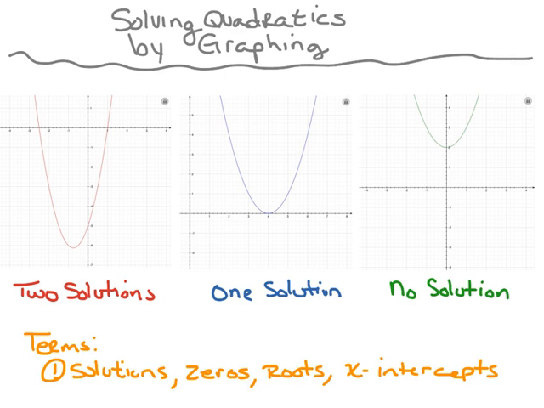Alright guys, in this section we're going to be looking at solving quadratics, and the method we're using here is the graphing method. Now before we start getting into examples of solving quadratics using the graphing method, a couple of things that we're going to need to know. Because we are going to be graphing these quadratics, the thing that we're going to be looking for are the x-intercepts. And because we're looking for the x-intercepts, we're going to come across three different possibilities.